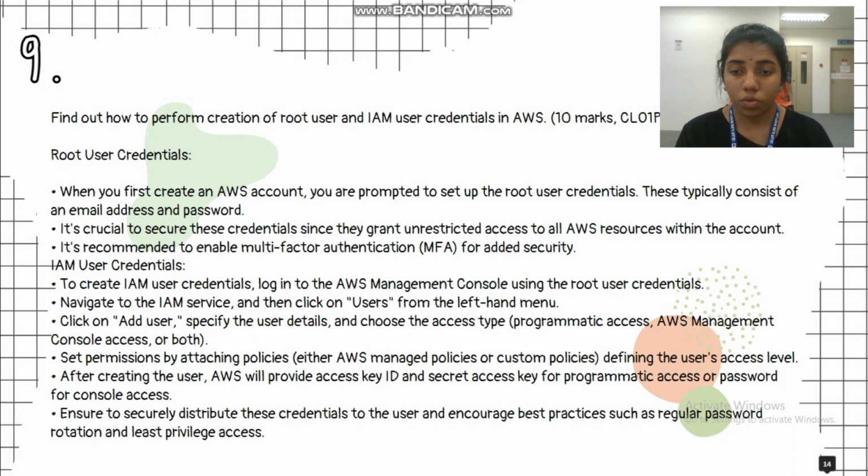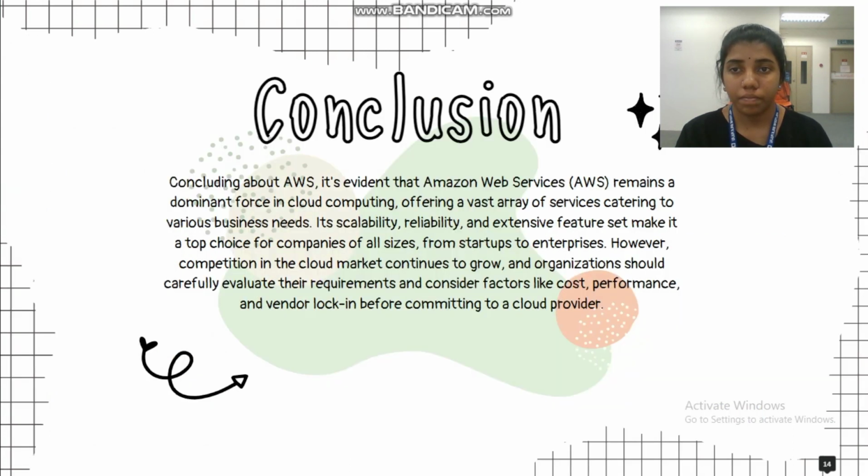After creating the user, AWS will provide an access key ID and secret access key for programmatic access, or a password for console access. Ensure that you securely distribute these credentials to the user and encourage best practices such as regular password rotation and least privilege access. So the last is the conclusion.